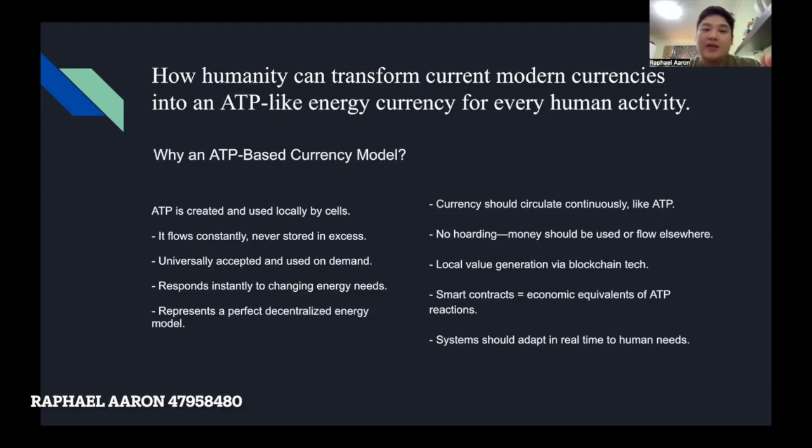How humanity can transform current modern currencies into an ATP-like energy currency for every human activity. So why an ATP-based currency model? In biology, ATP, adenosine triphosphate, is the energy molecule that powers nearly every function of life. It's not stored in banks or hoarded by central authority. It's produced and consumed locally on demand and flows constantly to wherever energy is needed.